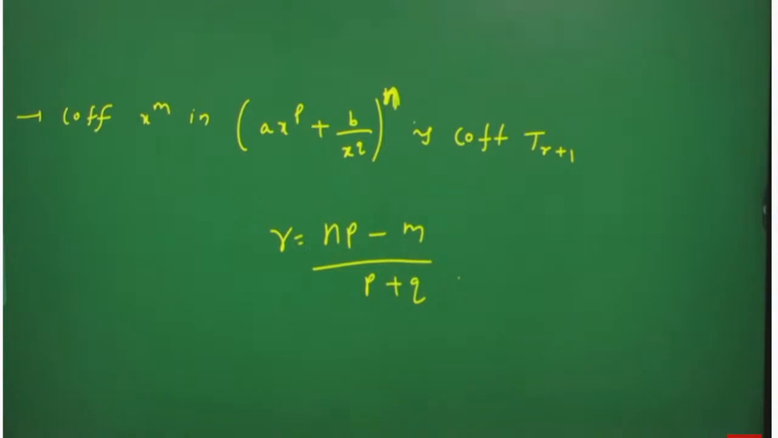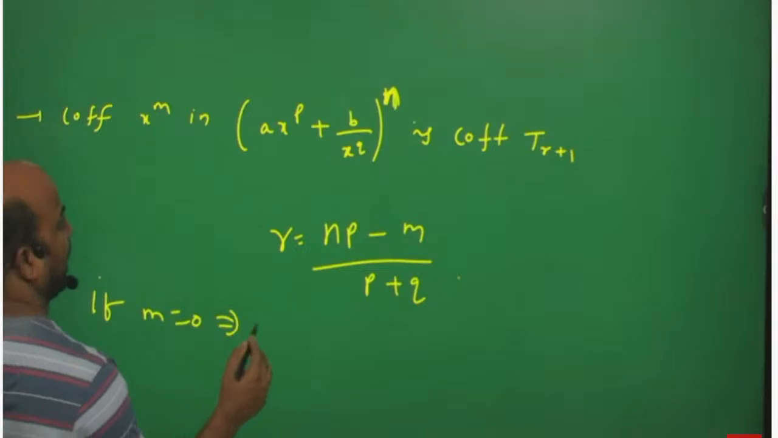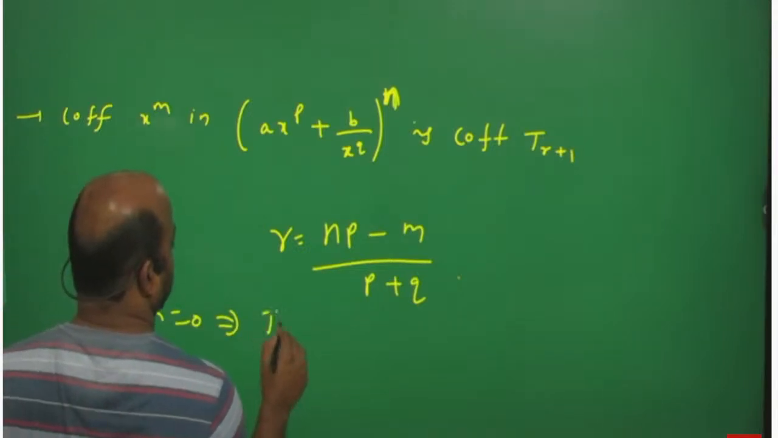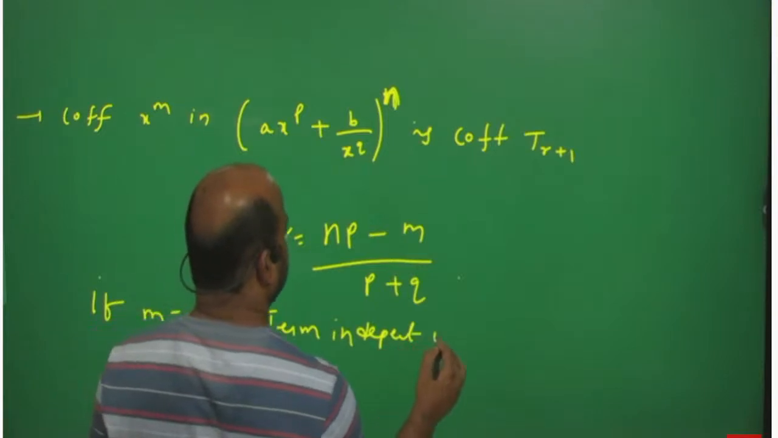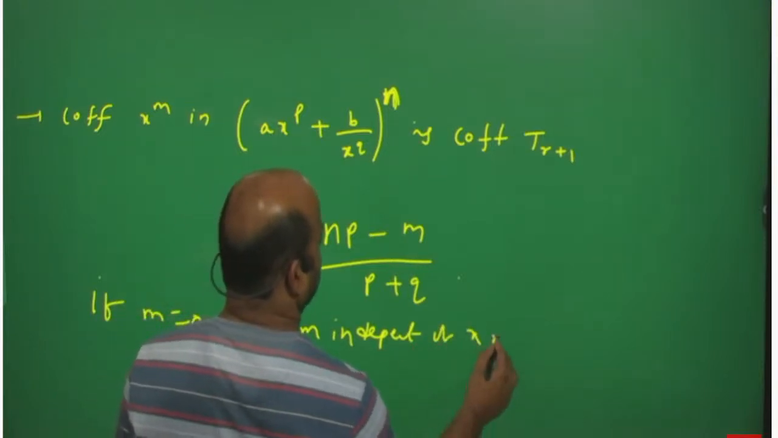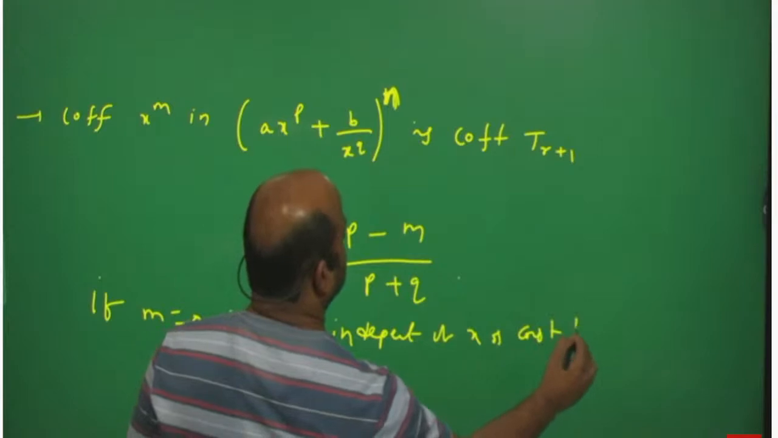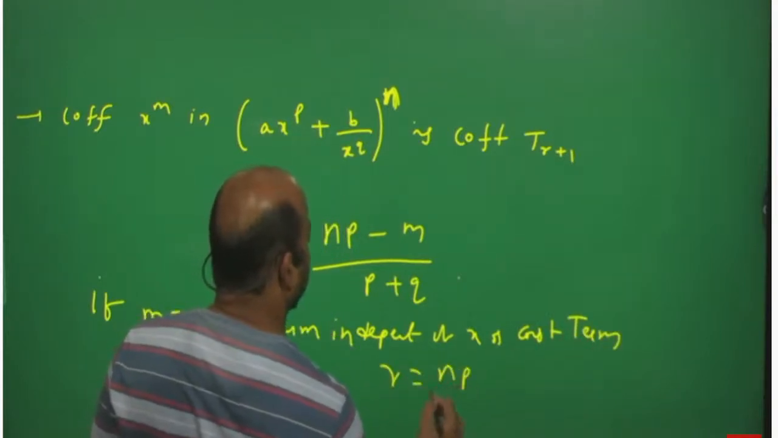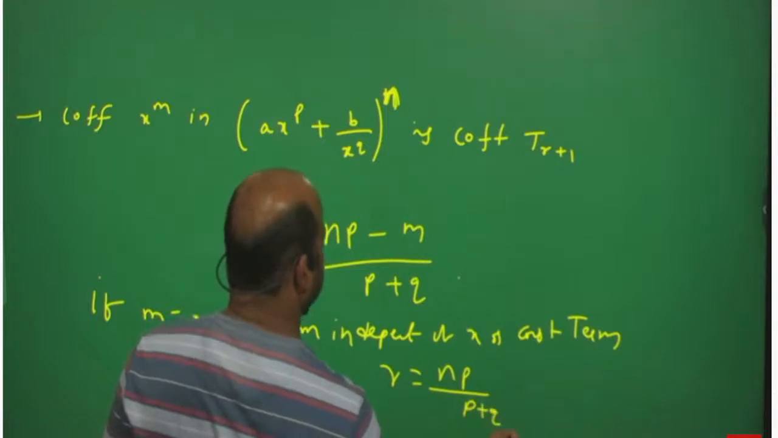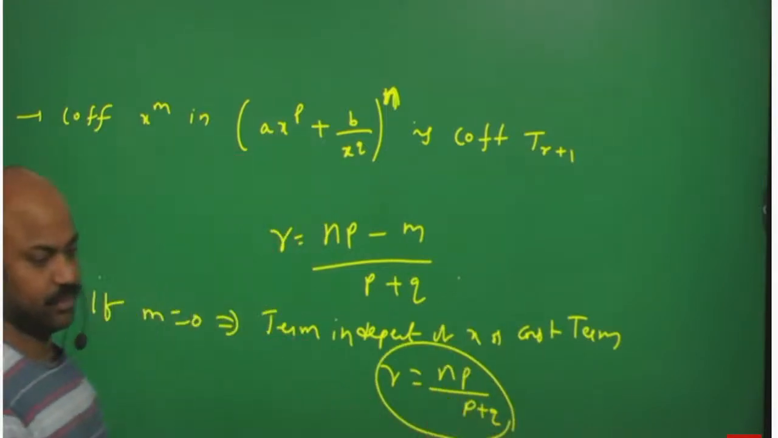Okay? The next one is, if m is 0, we call it the term independent of x, or constant term. So in that case, what will r become? r = np/(p + q).